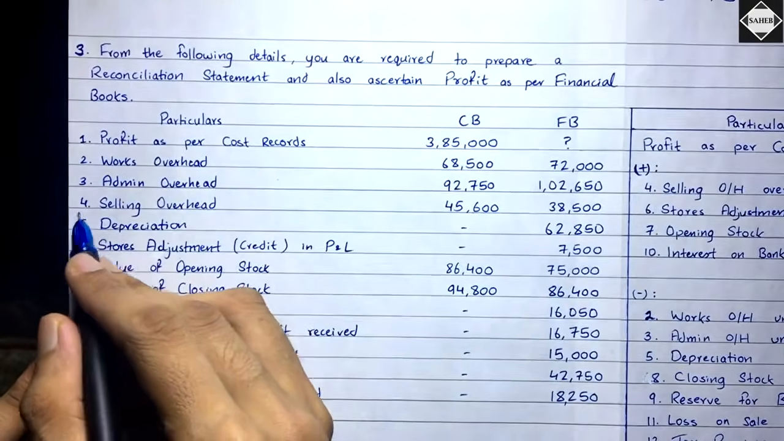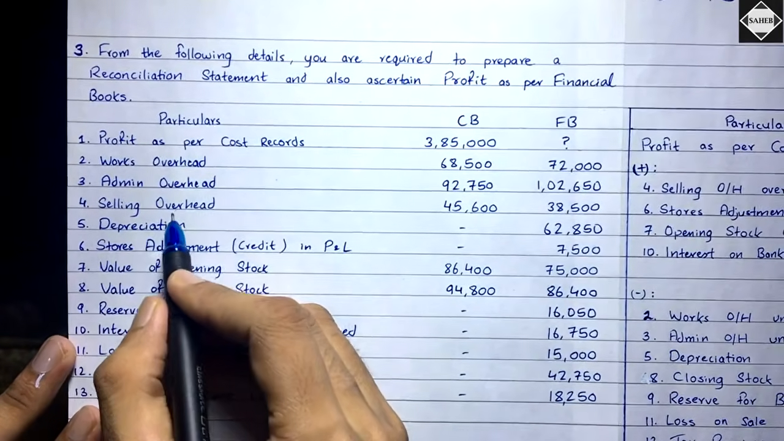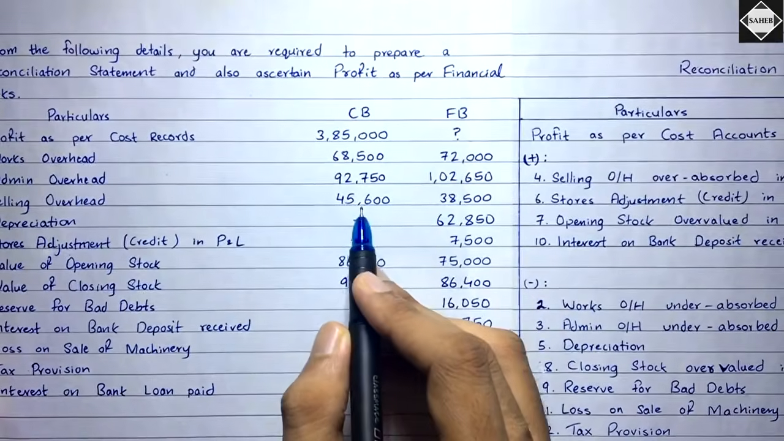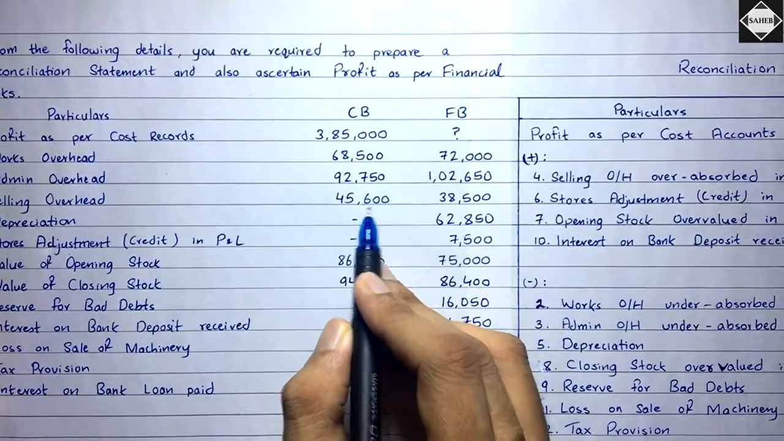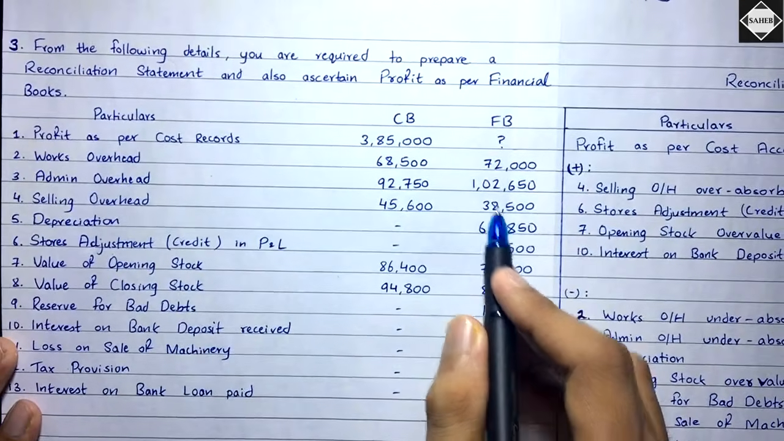The next transaction we have is selling overhead, selling and distribution overhead. It is your expense. So this expense has been recorded more in costing books. See here, 45,600 in costing books and 38,500 in financial books.